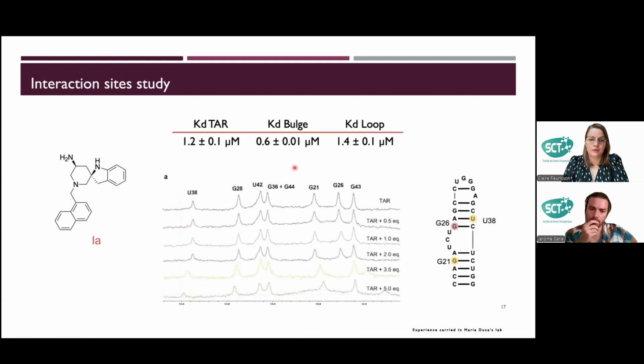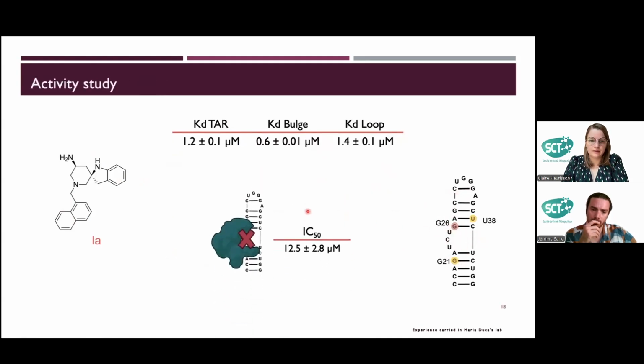We also performed an NMR study showing that this G is actually shifting a lot, meaning that this compound is most probably binding around this area. We also performed activity studies to see if this protein-RNA complex could be inhibited. And we see that we have an IC50 of around a micromolar, which is pretty great for a first lead.